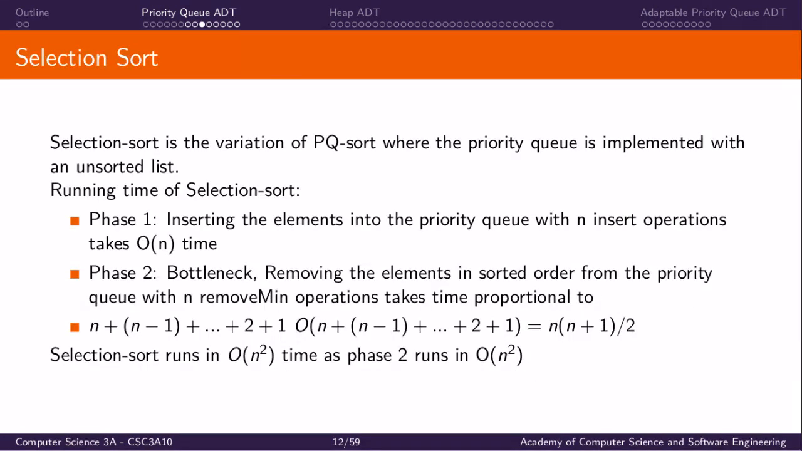Right, so what does that look like? Well, if we're going to keep our list unsorted, then our PQ sort becomes equivalent, analogous, to a selection sort. So we could think of selection sort as a variation of PQ sort. Let's try to remember what selection sort is like.